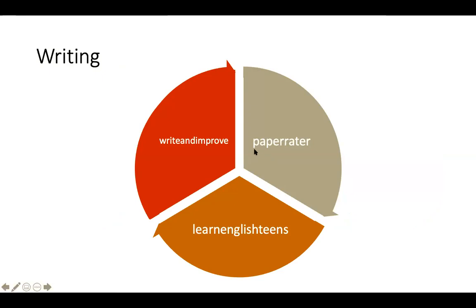Something similar is Paperator, but it's more detailed. They can upload the writing on Paperator and they get feedback on grammar, vocabulary, linkers, length of sentences, highlighted mistakes. So what I tell them is when I give them a topic for writing, first submit it to Paperator, check it, correct it, and then send it to me. So they learn a little bit of self-correction.